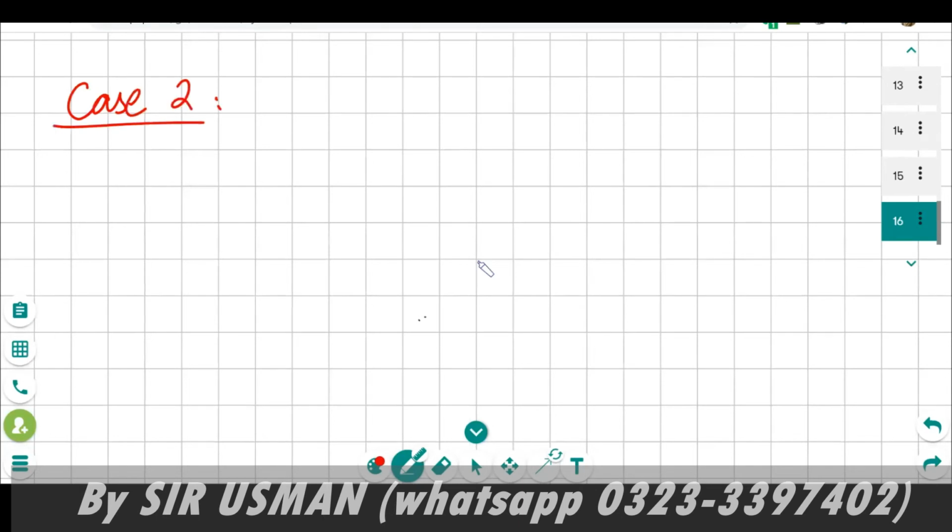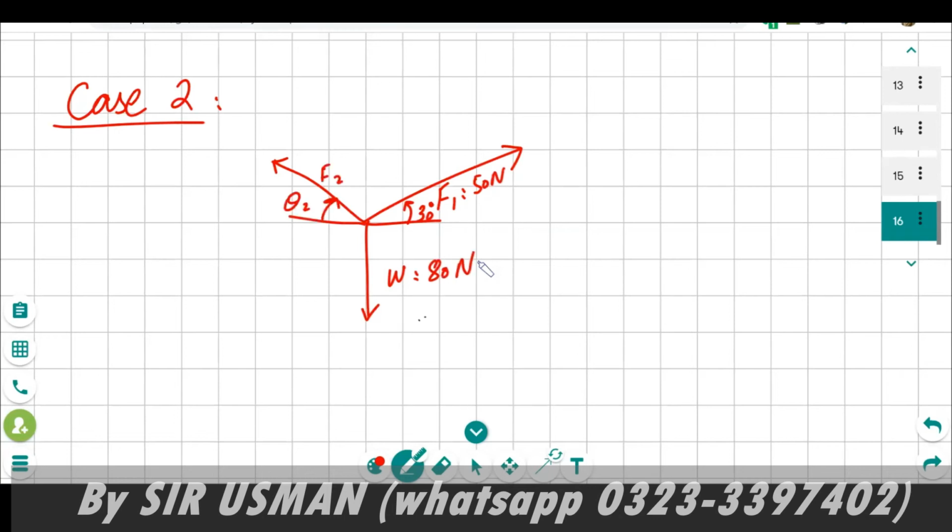If we have case 2, what do you mean by case 2? Case 2 is like, we still have the same problem, but we know the weight, and let's say we know F1 and its angle. Its angle is, let's say, 30 degrees, and F1 is, let's say, 50 Newton, and W is, let's say, 80 Newton. So we need to find theta 2 and F2. So it is very easy.